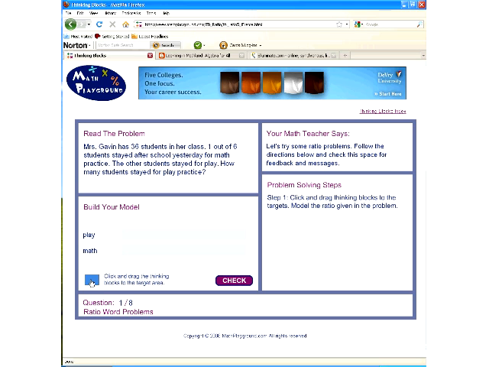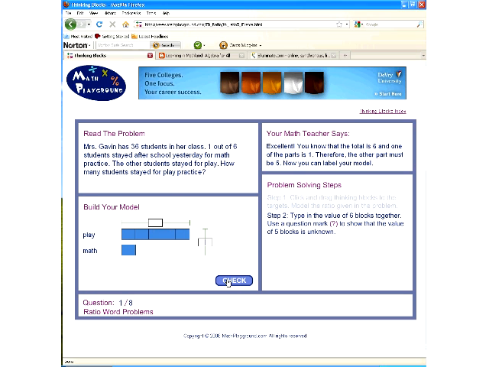So we have one out of six stayed for math, which means five of the six must have stayed for play practice. So we model the problem by actually showing the ratio, which is 5 to 1. And this type of problem is very hard for students because they think six is another part. They don't realize six is the whole. So they'll think the ratio is 1 to 6. But this shows them that the ratio is actually 1 to 5. So let's check our work. And it's correct, so we're given a little more of the model.